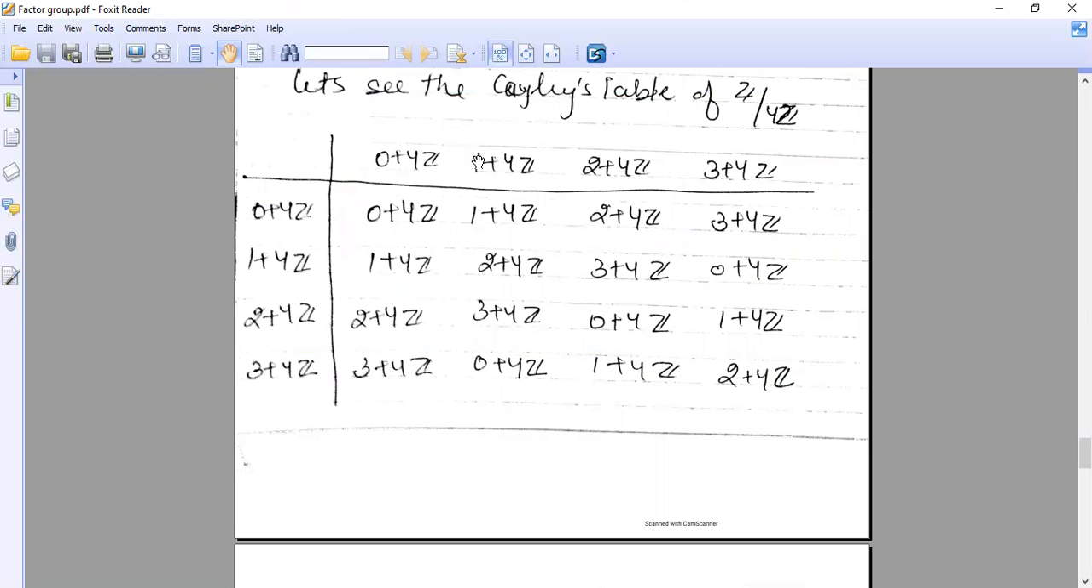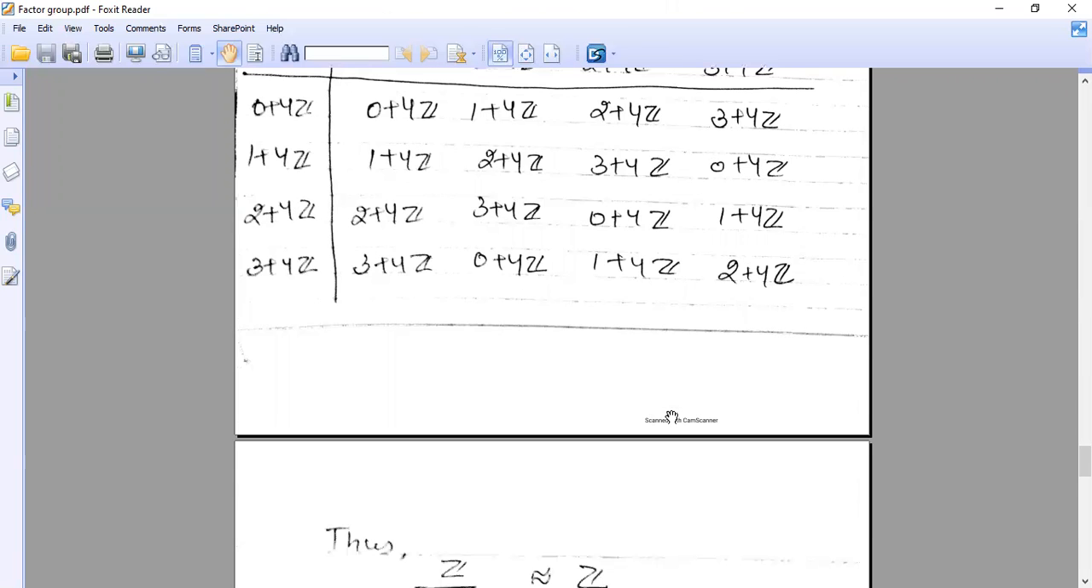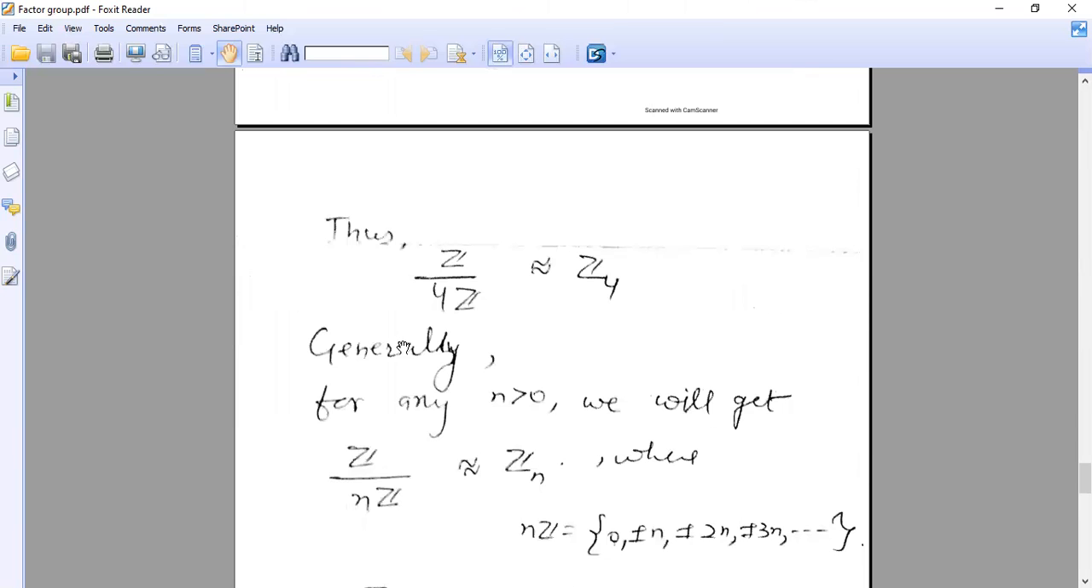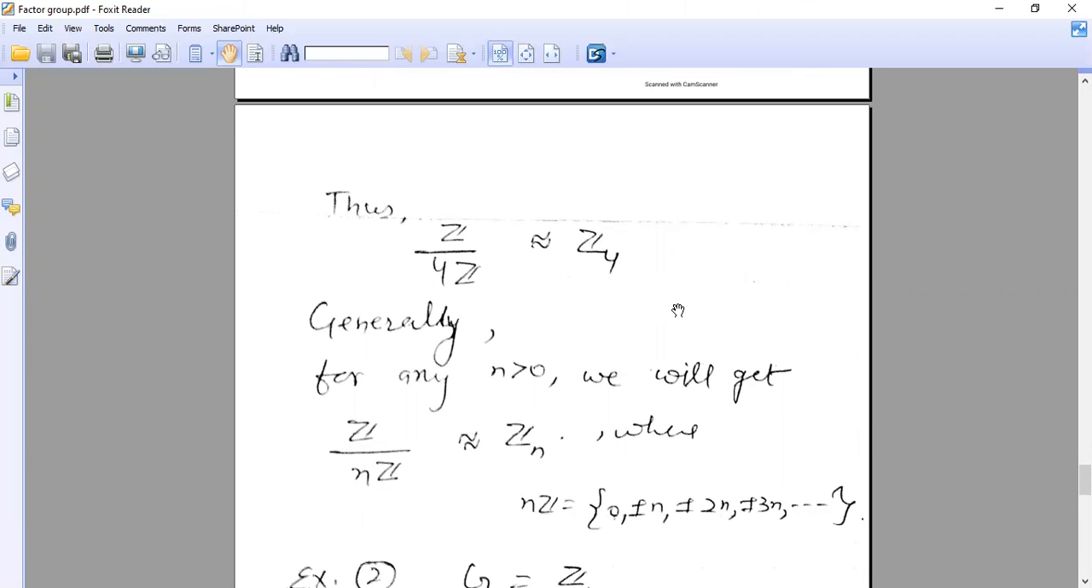You just add them under modulo 4. So you will be getting all these elements: 0, 1, 2, 3; 1, 2, 3, 0; 2, 3, 0, 1; and 3, 0, 1, 2. So now here you are getting 4Z also. So here we are saying that Z upon 4Z is isomorphic to Z4. So both have the same structures.